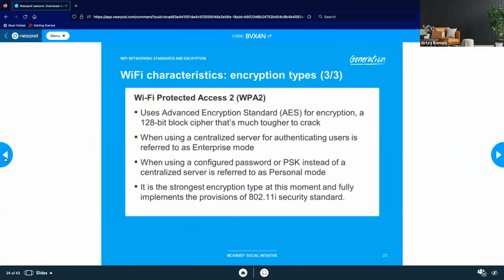So let me do something real quick. You said it runs with Advanced Encryption Standard, a 128-bit block cipher. It's harder to crack. You don't need to really know what that is at this point, just understand that that's what's there. It uses a password or PSK, or a centralized server, referred to as enterprise mode.